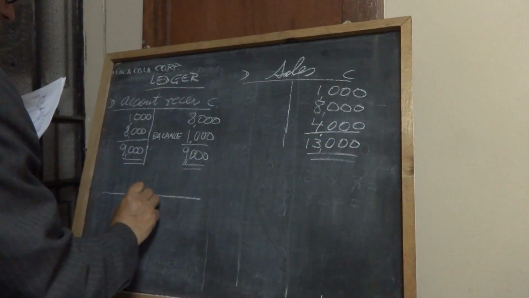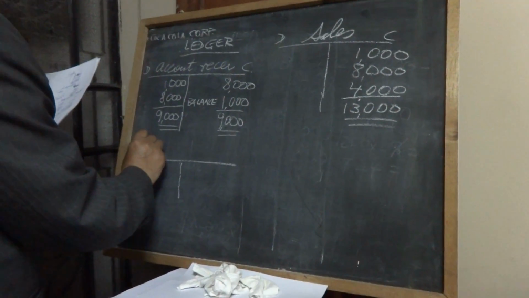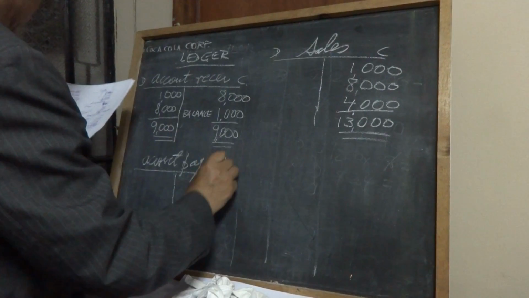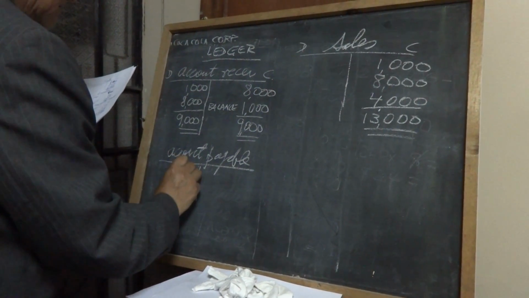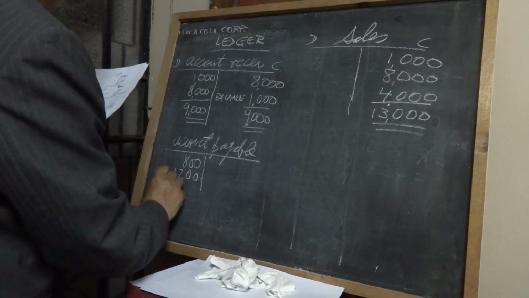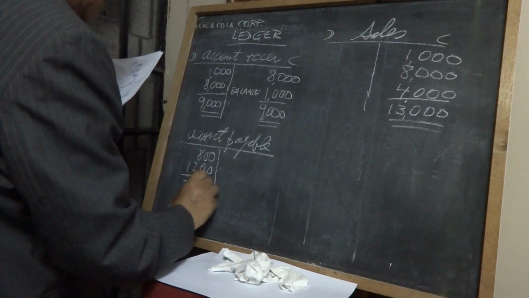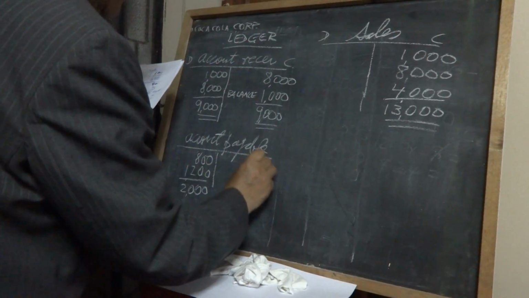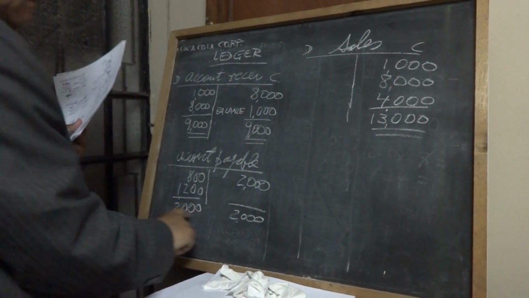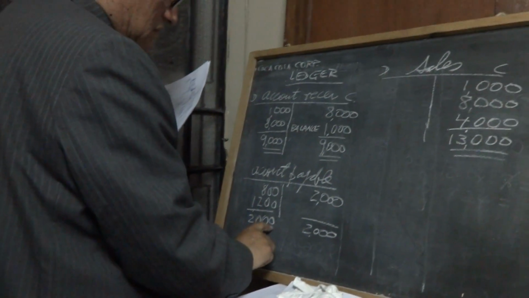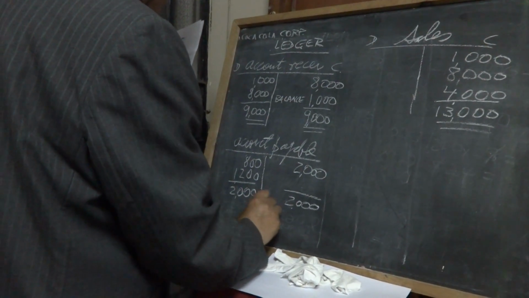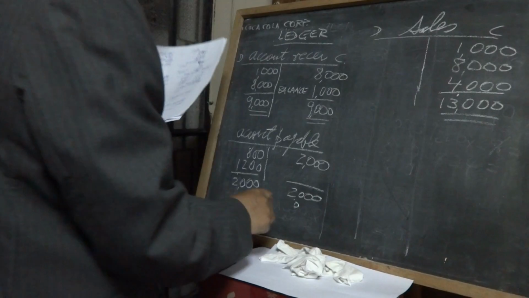Then we have the accounts payable: $800 on debit, $1,200 on debit, and $2,000 on credit. Here the balance is zero. $2,000 on debit minus $2,000 on credit, the balance is zero.